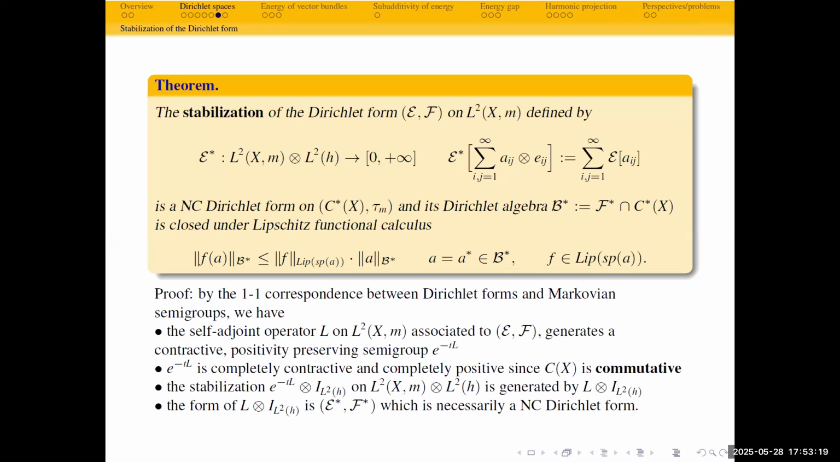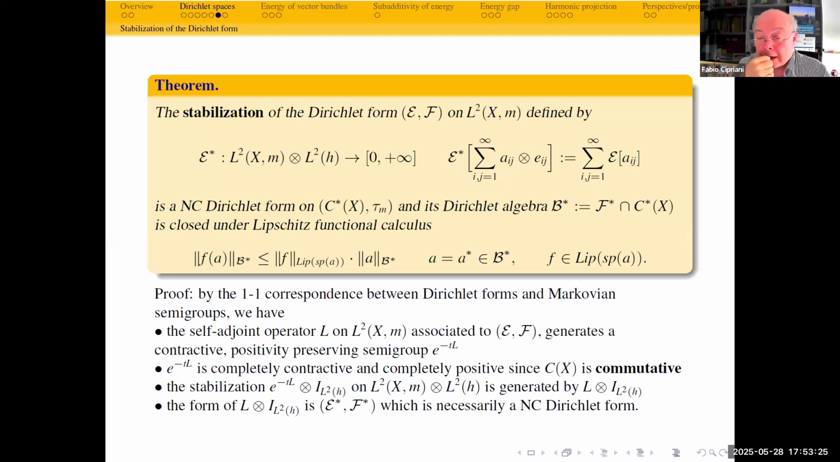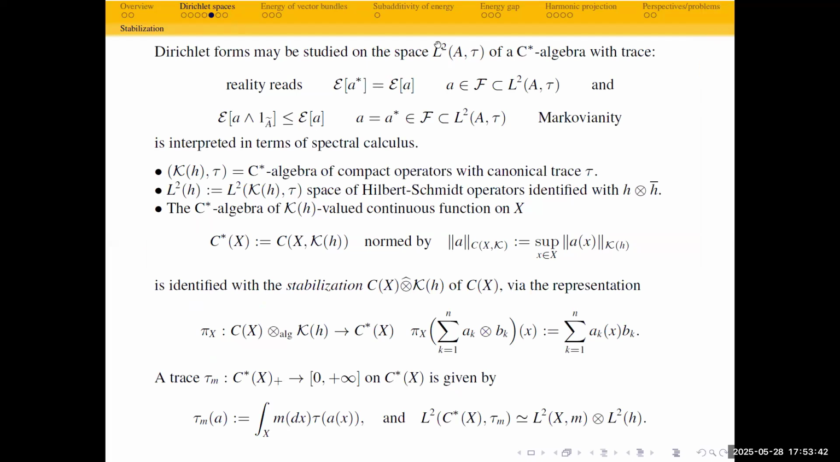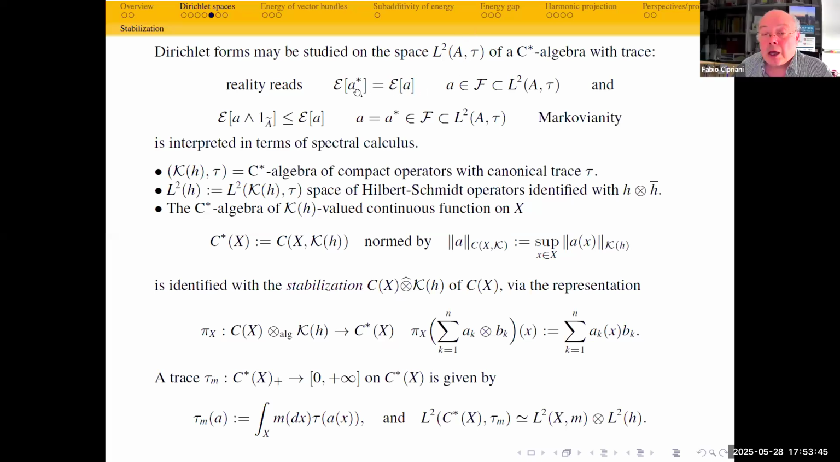And then there is another question. Sorry to interrupt, Fabio. Tomek has another question. Yes, I have a question. Could you remind us the general definition of a non-commutative Dirichlet form? This one. We have a C star algebra A and a trace on it, so on the space L2. A Dirichlet form is a quadratic form which is closed, real in this sense, and Markovian in this sense. Okay, thank you. So now this algebra is the stabilization.